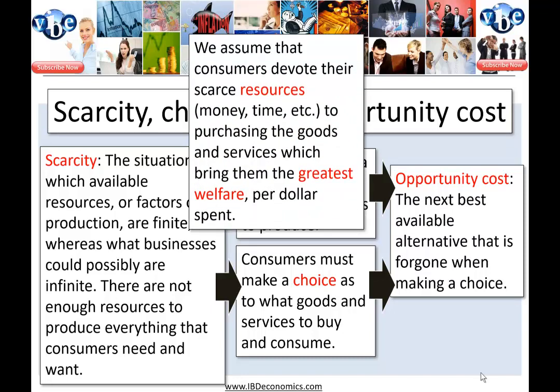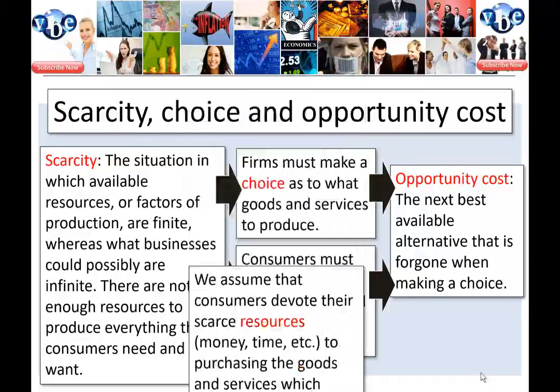And in economics, we assume that consumers devote their scarce resources, and resources are scarce. There's only a certain amount of money, only a certain amount of time available to us to earn that money, to purchasing the goods and services which bring us the greatest welfare for each dollar we spend.